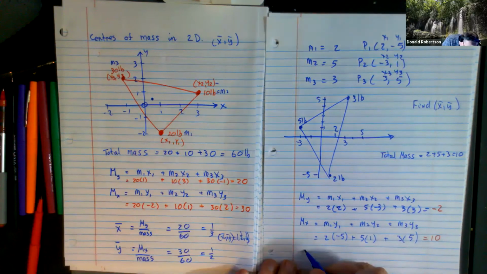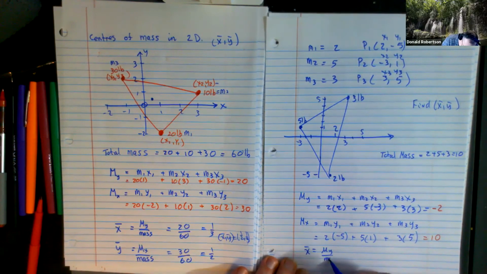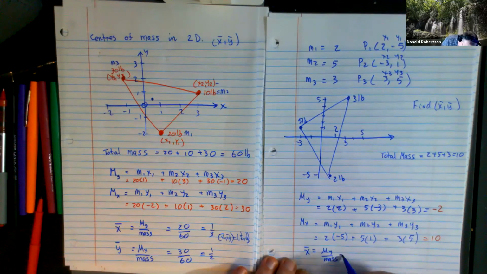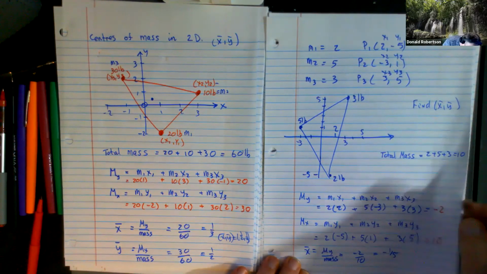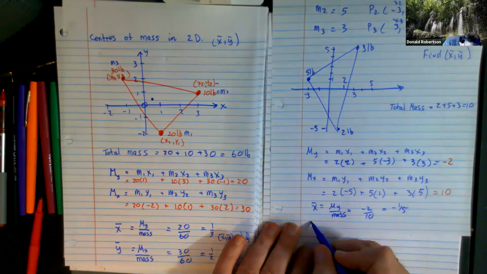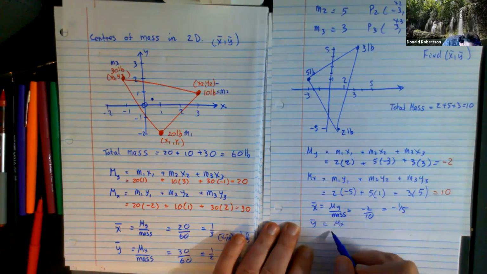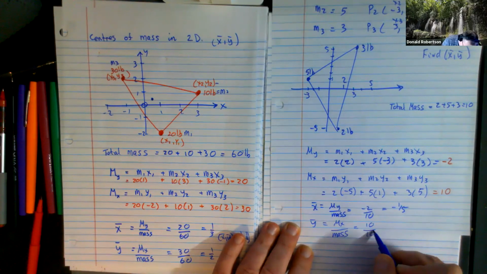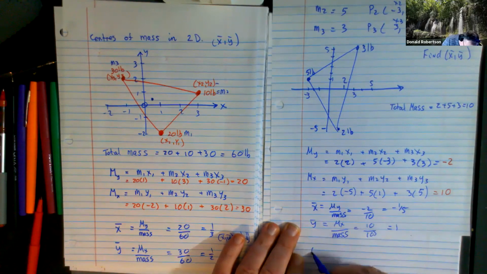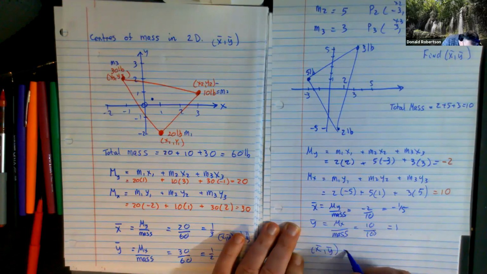So x bar is that guy divided by the mass. So it's -2/10, which is -1/5. Y bar is the other fella divided by its mass, total mass. And that's 10 divided by 10, which comes out as 1. So the center of mass of this triangle has coordinates -1/5, 1.